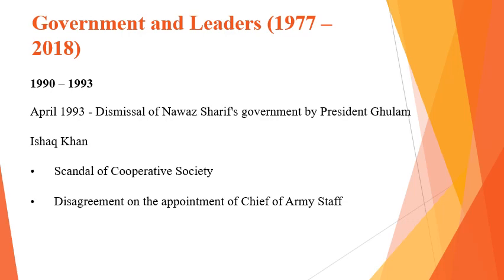Now this time the government of Nawaz Sharif was dismissed because of the scandal of a cooperative society. The cooperative society located in Punjab, almost 7 lakhs of Punjab residents saved their money. They invested their money in that society. Unfortunately, that society loaned the major sum of the amount to Nawaz Sharif's family business. This was an ill reputation to the society, plus the ill image of Nawaz Sharif.